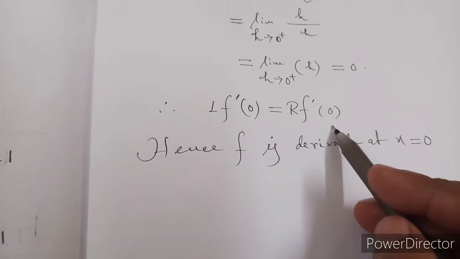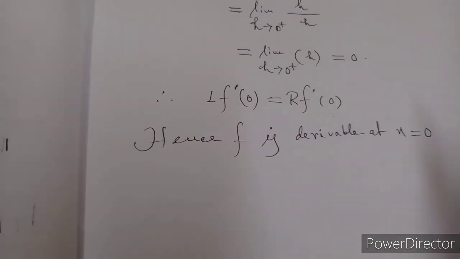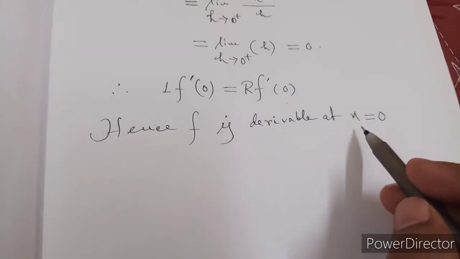Sure. So the left hand derivative equals the right hand derivative at the point x equal to 0. Hence f is derivable at x equal to 0.